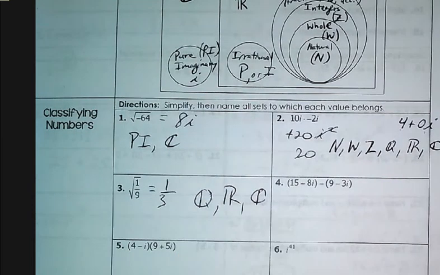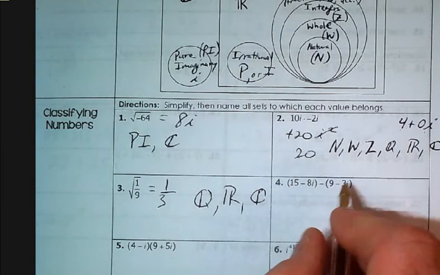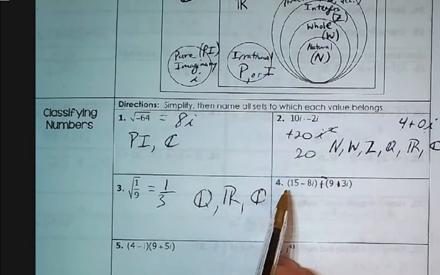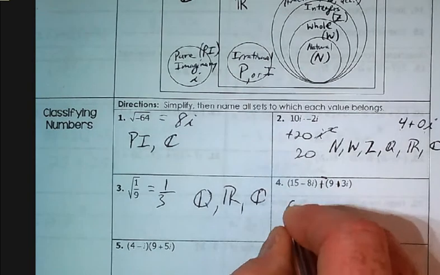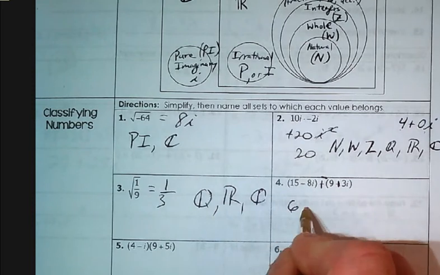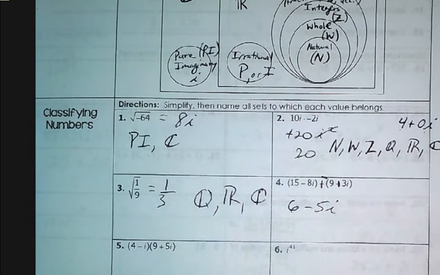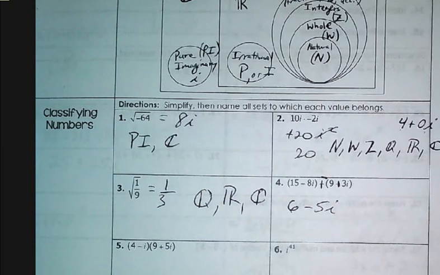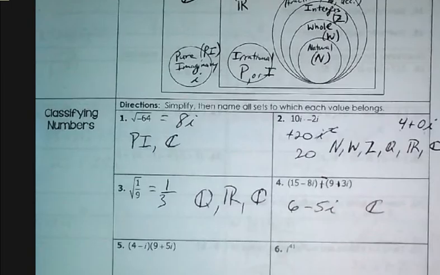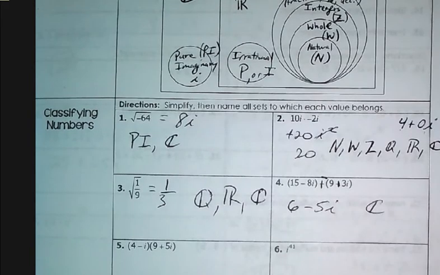Okay? Alright, number 4. We need to change our signs. So plus, minus, plus. 15 minus 9 is 6. Negative 8i plus 3i is negative 5i. So what type of number is this? Complex, and that's it. It's not just real. It's not just imaginary. It's complex.